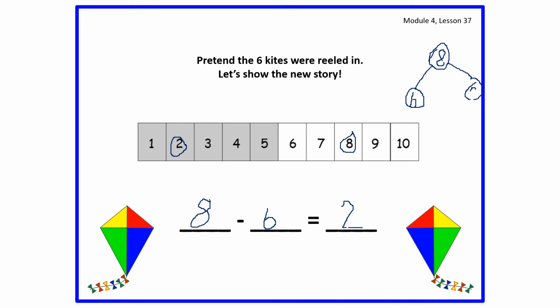2, absolutely. So let's go over our story again. The 8 represents how many kites there were total in the sky. The 6 represents how many kites were reeled in, and the 2 represents how many kites were left after the 6 kites were reeled in. Good job.